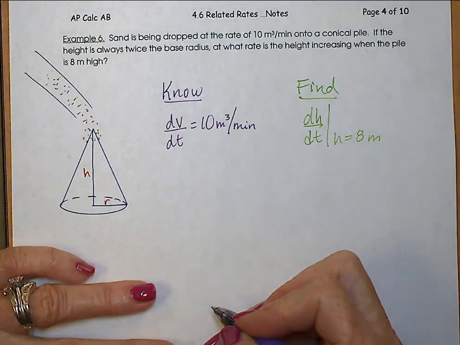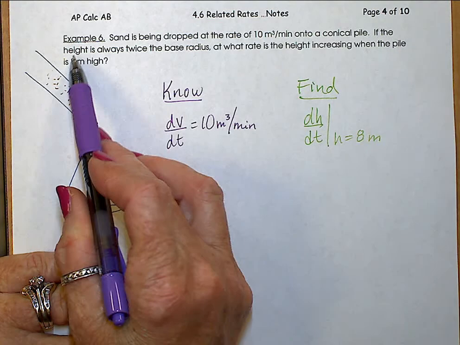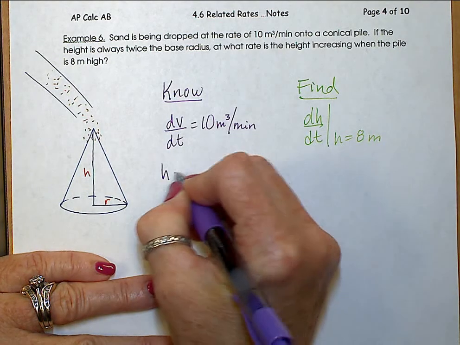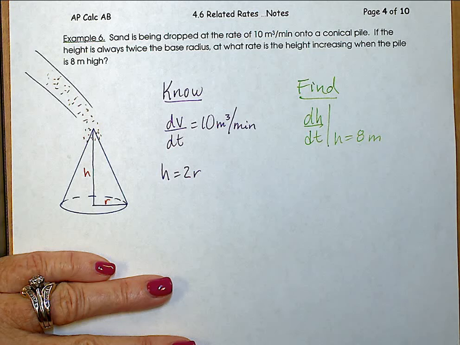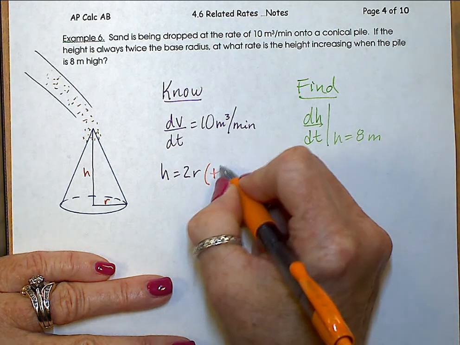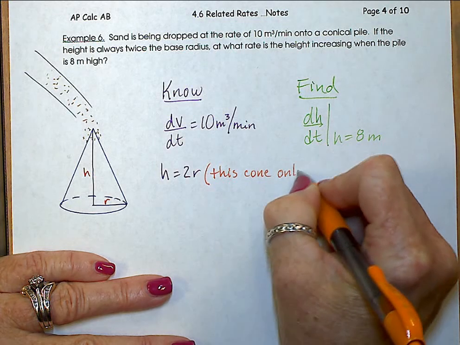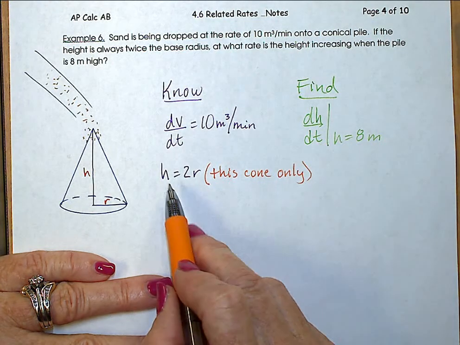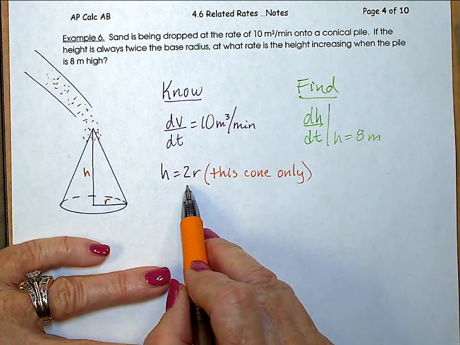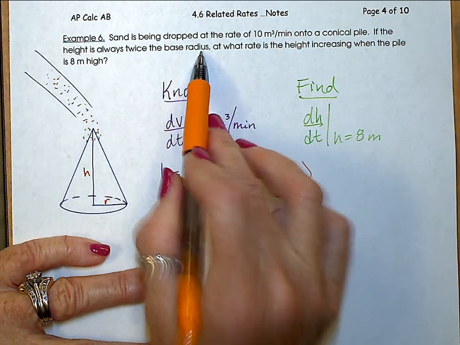And we have another piece of information in here. That piece of information is that the height is always twice the base radius. Height is twice the base radius. Now I do want to caution you that that piece of information is for this cone only. Some students mistakenly think that that information is true for all cones. It is not. It's this cone only, and only because I told you that the height is twice the base radius.